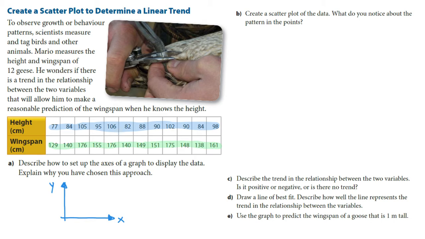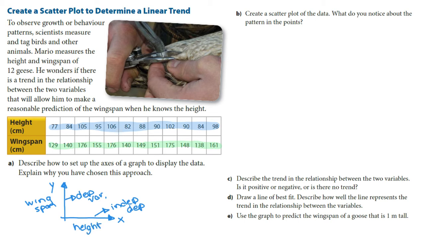So on the y-axis, we put something called the dependent variable. And on the x-axis, we put something called the independent variable. So what we say is that what goes on the y-axis, the dependent variable, depends on the independent variable, what goes on the x-axis. So in this case, we want to know, does the wingspan depend on the height? So that means the wingspan is the independent variable, which we will put here, and the height is the dependent variable. So we'll put that here.